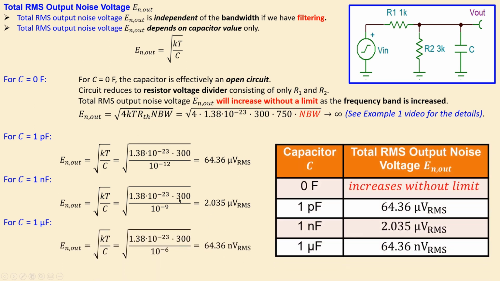And if you now collect these all in a table, you can see what happens for 0 farads. It will increase without a limit. But for 1 pico, 1 nano, 1 micro, there is some filtering. You can see what the values are for total RMS output noise voltage, given here in volts RMS. So that's actually our observation for calculations for our total RMS output noise voltage.